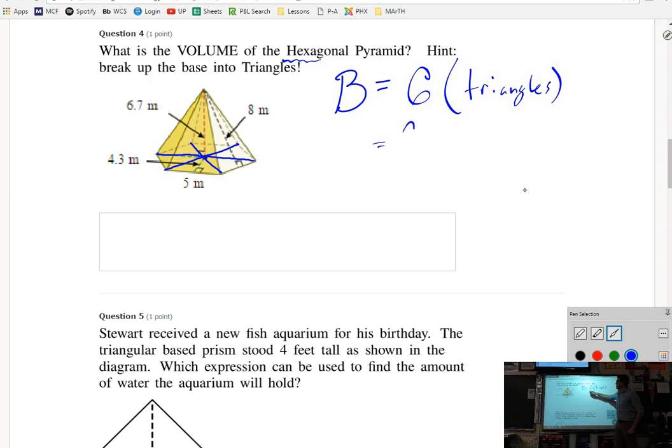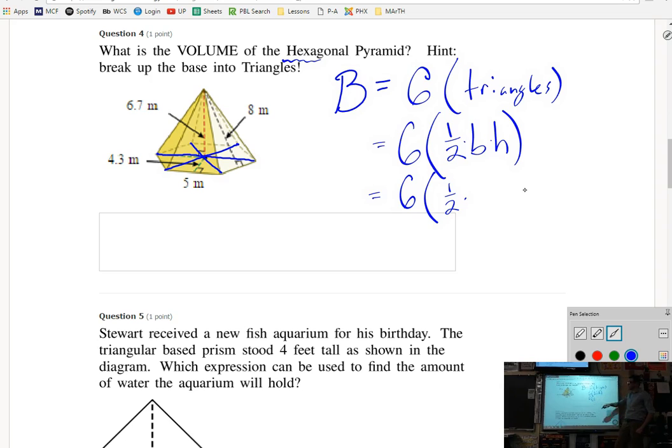So then I'm going to use the formula for triangles, which is 1/2 little b, little h. And, of course, you don't have to write all of this work, but it will help you if you do, because the more times you write the formulas, the better you remember them. So now I have to figure out what my little b and little h are for my triangle.